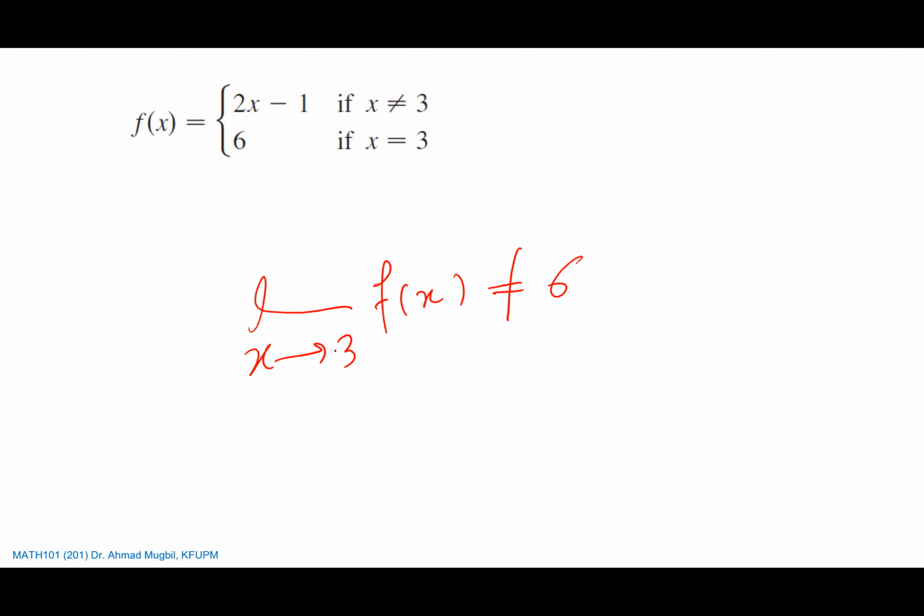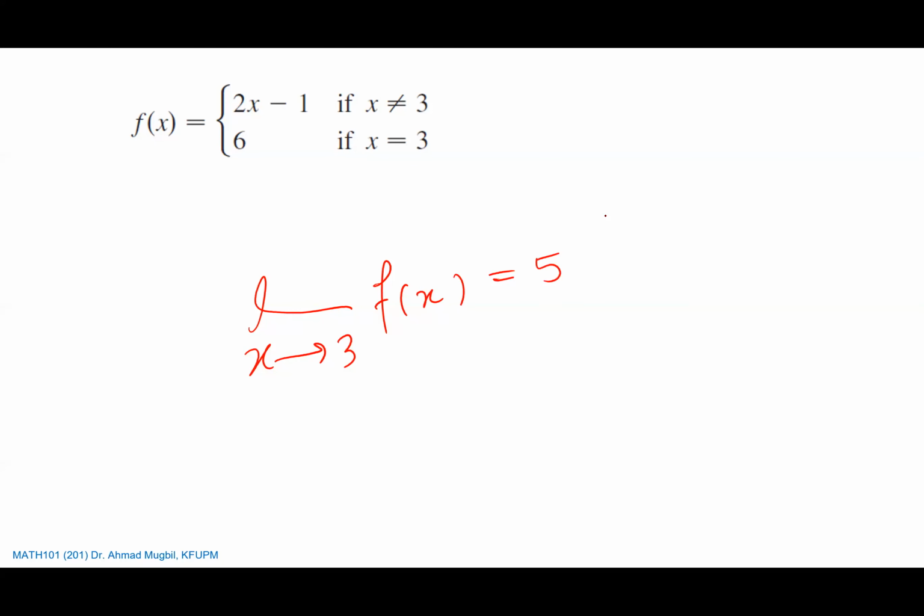When x approaches 3, it means that x is not exactly 3. x is very close to 3, but not equal to 3 exactly. So in fact, f(x) will be approaching 5. This is the meaning of when we say the limit of f of x when x approaches 3 equals 5. In fact, we mean approaching 5. But as a notation, for simplicity, we write it equals 5.